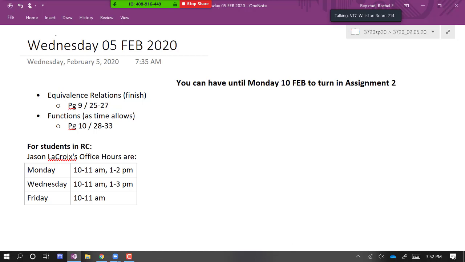So you'll have till Monday to turn in assignment 2. We're going to finish up equivalence relations, and then if we have time, get started on functions. I do have an assignment 3 ready to go. I'll probably post it by Friday, and maybe have it due a week from Monday, just so we have enough time to work on it.